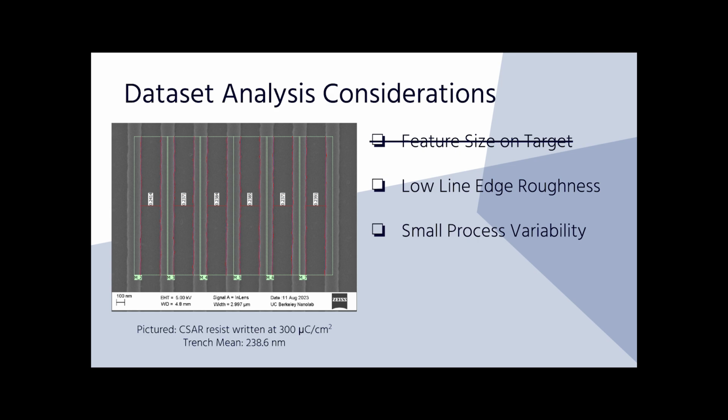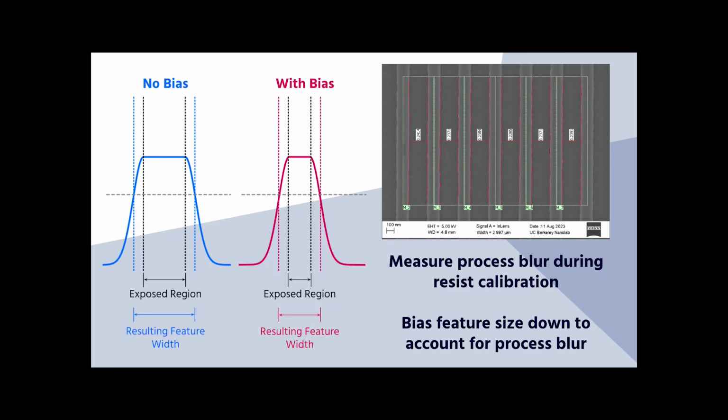The good news is that there is an easy way to adjust for the feature size being too large. Just need to bias the feature size down. This is sometimes called overdose and undersize. Offset from our target size is known as the process blur for the given resist and exposure conditions that we're using. We can bias down the exposed area to account for that process blur and get the actual feature size we're aiming for.